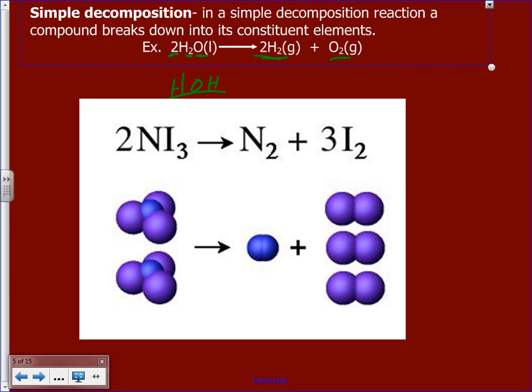All right, and then this one here, again, we've got it balanced. How many iodines here? 6. 6 over here, 2 nitrogens, 2 nitrogens. Okay, it's all balanced off.